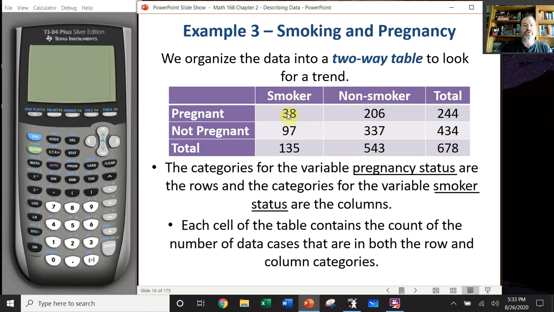38 of the women were smokers and got pregnant. 206 were non-smokers and got pregnant. 97 were smokers, did not get pregnant. 337 were non-smokers and did not get pregnant. Everything else on this table is just part of the totals. These are called marginal totals because they're in the margins. So 38 plus 206 is 244. That's all it is. You just add across to get your row totals, or you add down to get your column totals.